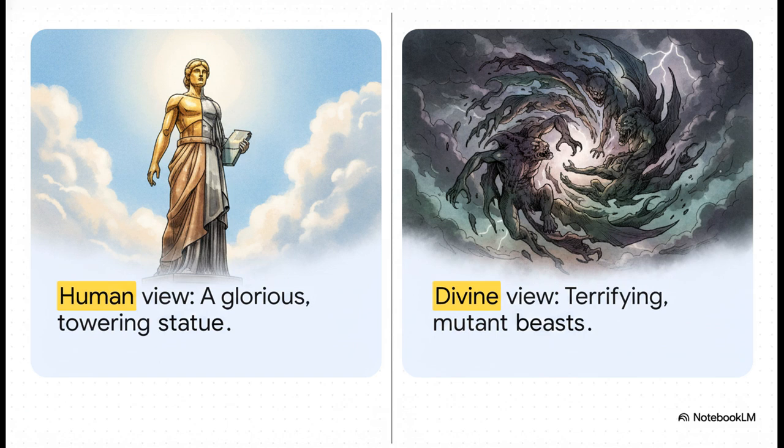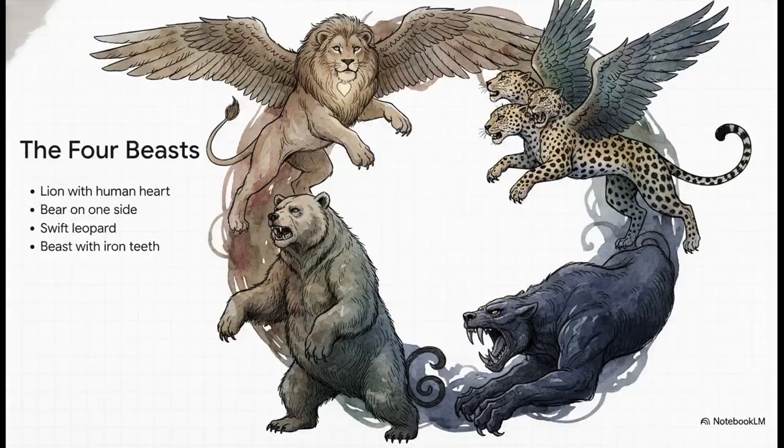But then fast forward to chapter 7, Daniel receives a vision of those exact same 4 kingdoms. And how does the divine perspective view them? As terrifying, mutant, predatory beasts. It is such a stark visual contrast between human pride and the ugly, destructive reality of imperial power. Let's take a closer look at these bizarre predators, because it's pretty wild. First, we have a lion with torn wings, given a human heart, which represents Babylon being humbled.